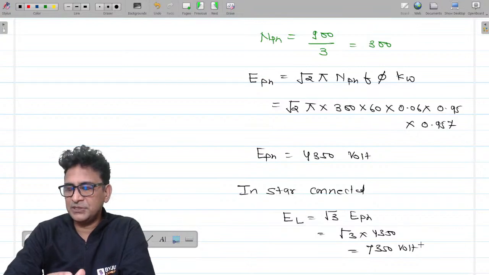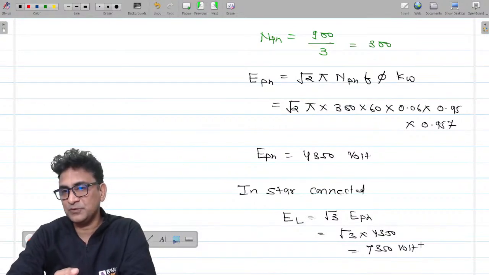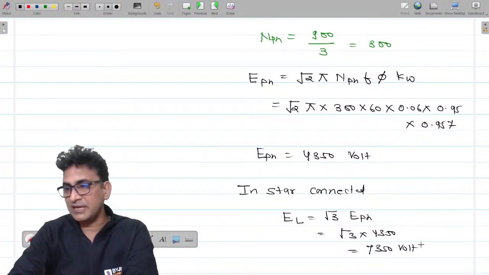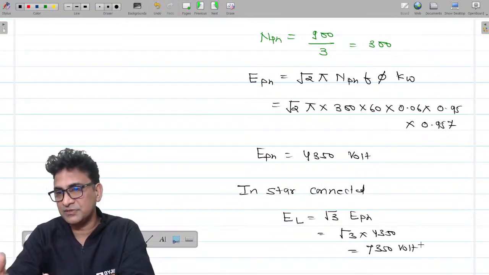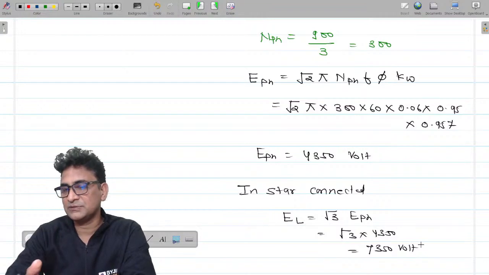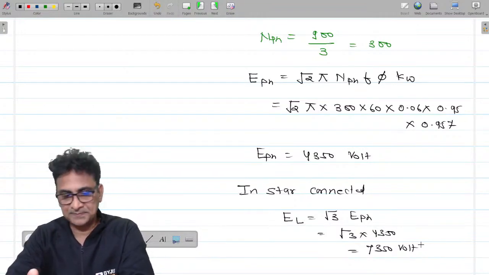If you read the question 2 times, you always avoid the silly mistake, because in this question they were not asking about the per phase voltage, it was asking about the line induced EMF. And since it is star connected, because most alternators are connected in star, the line voltage will be root 3 times the per phase voltage. Is it clear?